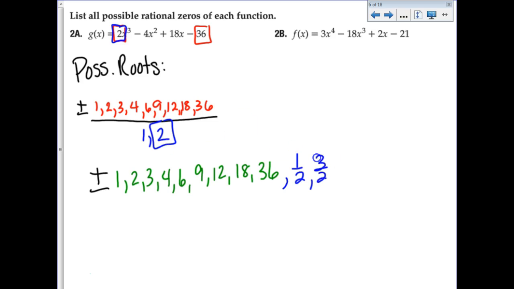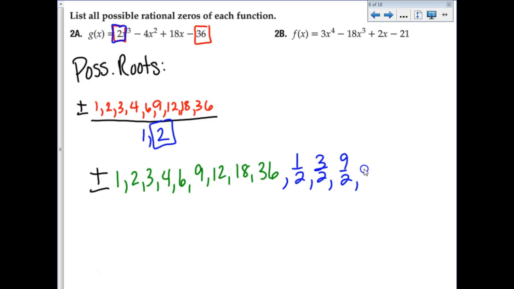3 over 2. Am I going to write down 4 over 2? No, because it's already listed. 5 over 2. No, not 5. Jeez. All right, 6 over 2. No, it's already listed. 9 over 2. Yeah, I got to write that down. 12 over 2. Already listed.